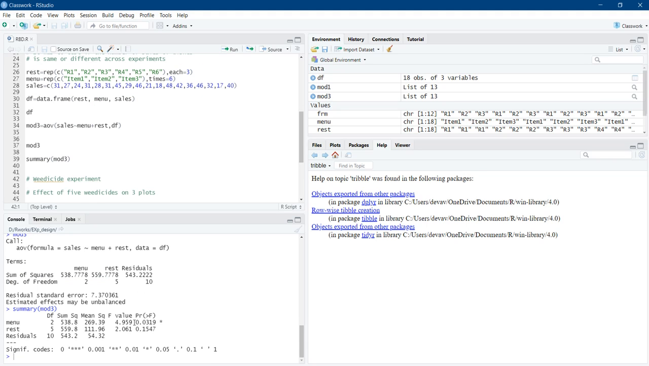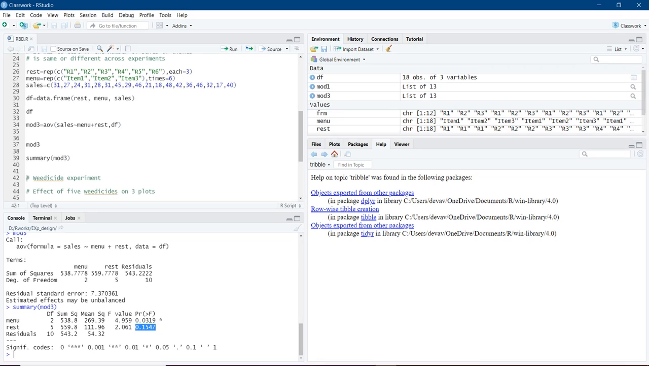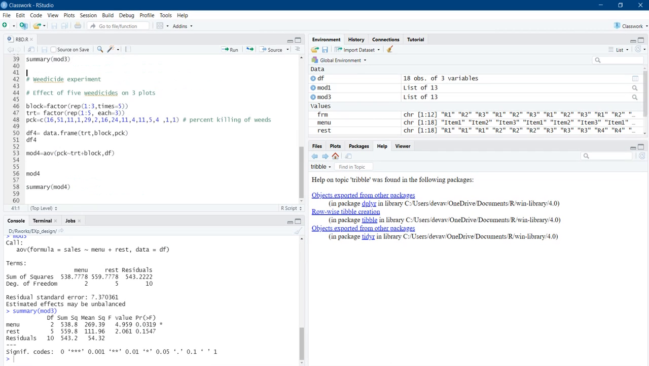In the summary, probability for menu is 0.0319, and that is significant to the level 0.05. But the probability for restaurants is not significant, as it is very large as compared to 0.05. And we have to say that there is no difference in sales of these 3 dishes across the restaurants. Differences are there in the sales of these 3 dishes. We will look at the third experiment before concluding.